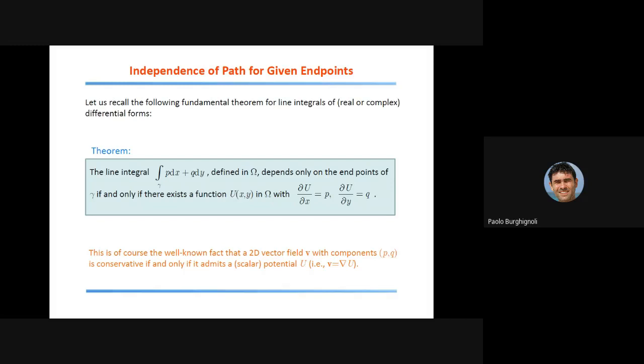Well, this integral depends only on the endpoints of the arc if and only if there exists a function capital U defined in omega, whose partial derivatives are equal to p and q when they are taken with respect to x and y. And this is, of course, something very well known. This tells us that a two-dimensional vector field V, whose components along the axes are p and q, is conservative if and only if there exists a scalar potential, capital U, of this field. That is, we are able to write the vector field V, as here in the bottom line, as the gradient of this scalar potential U.